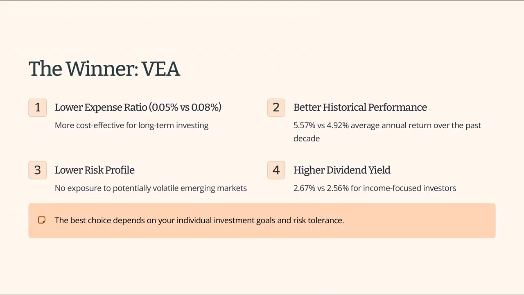The winner and why slide declares VEA as the winner based on the evidence. Reasons include a lower expense ratio, slightly better performance, lower risk, and a higher dividend yield. However, remember that the best choice depends on your individual investment goals and risk tolerance.